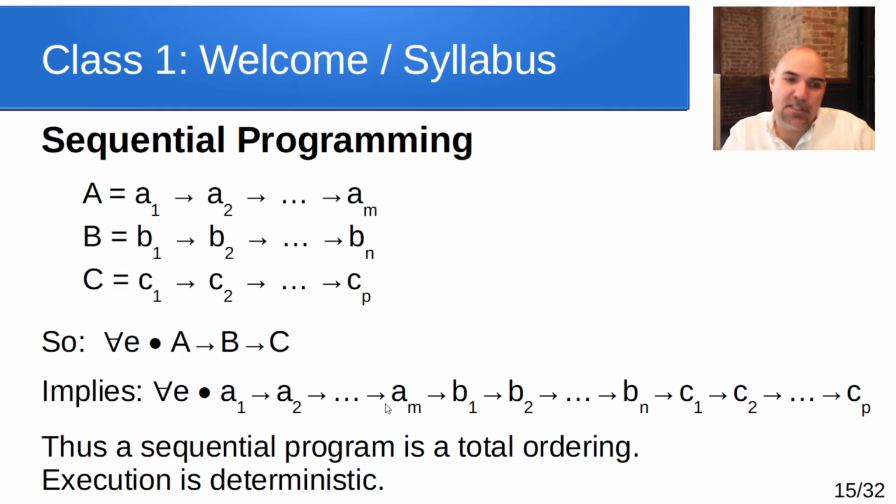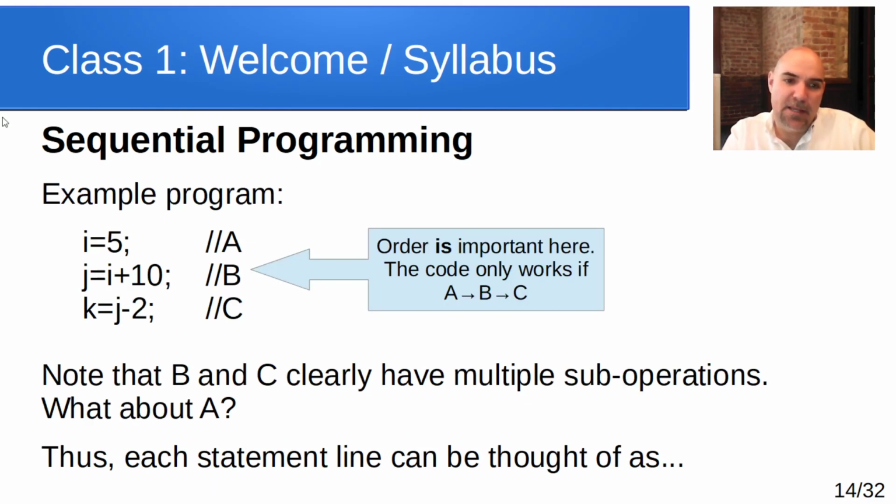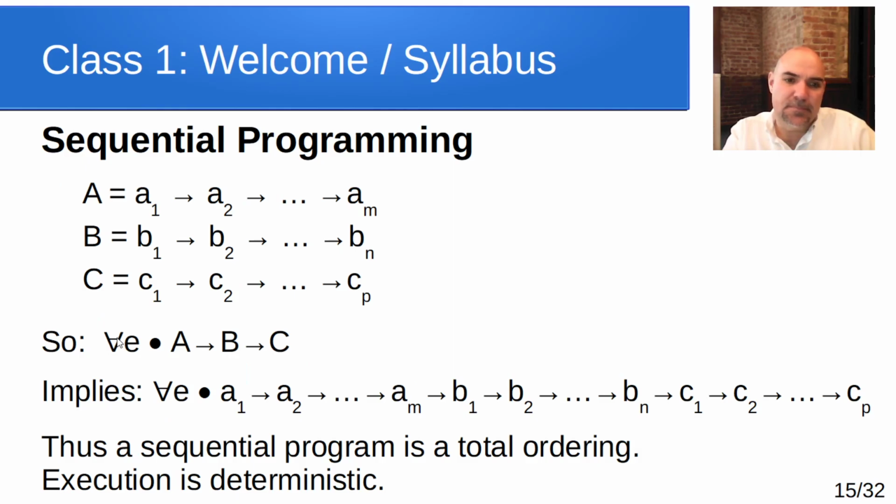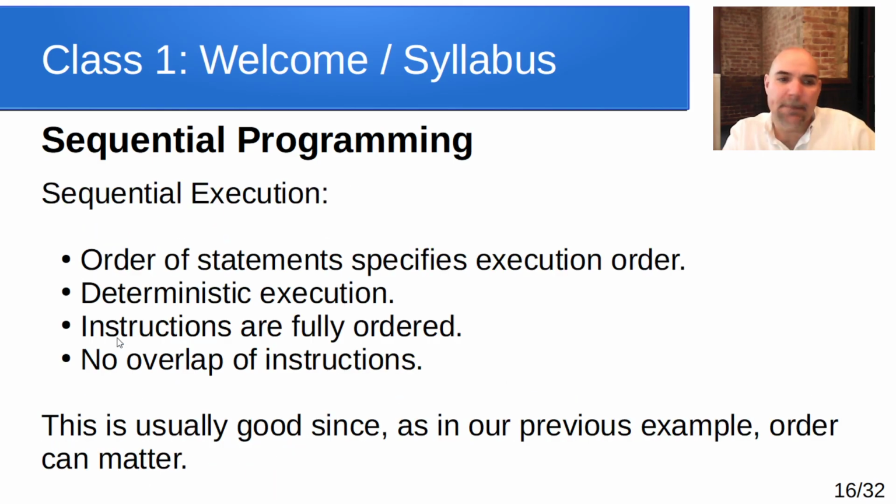Every time you run this code back here, you're going to get the same results in I and J and K because it's going to run in order. I is always going to have 5 when this is done. J is always going to have 15 when this is done. And K is always going to have 13 when this is done. So deterministic execution results from a total ordering that results from a sequential program running.